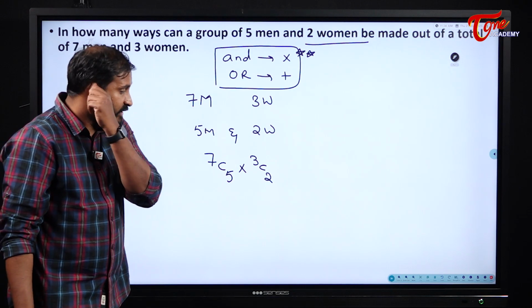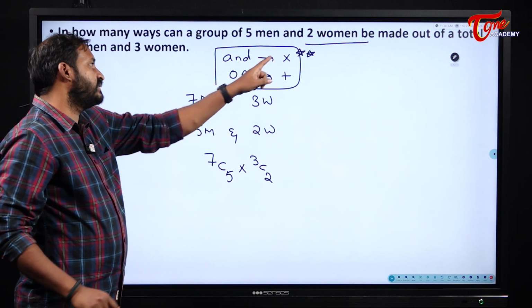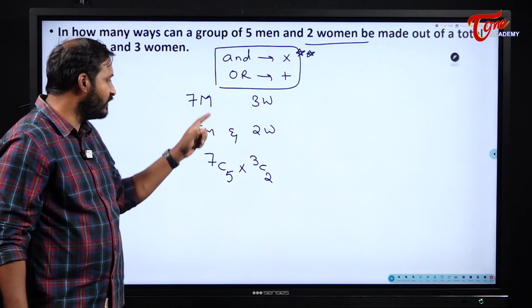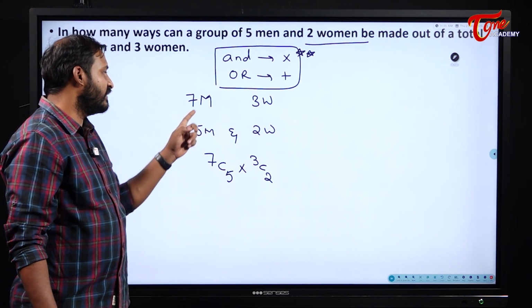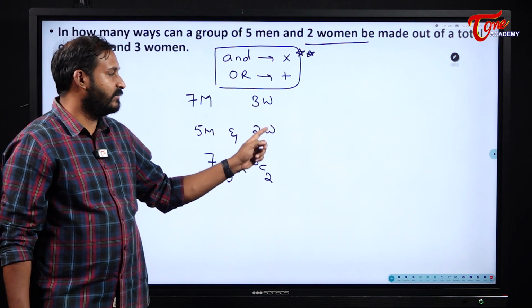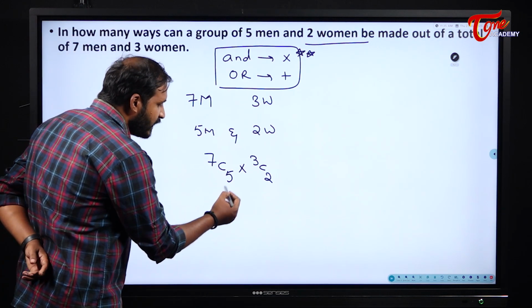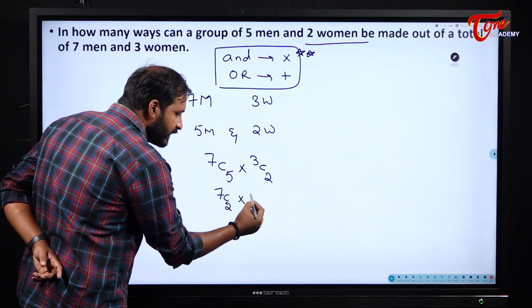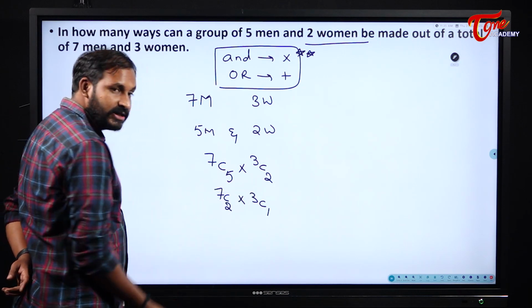7C5 into 3C2. See here, students, just now I told you 'and' means into, 'or' means plus. So we will apply the same concept here. From 7 men I need to pick 5 men and from 3 women I need to pick 2 women. So 7C5 I can write as 7C2, and 3C2 I can write as 3C1. Already we know 7 minus 5 is 2, and 3 minus 2 is 1.